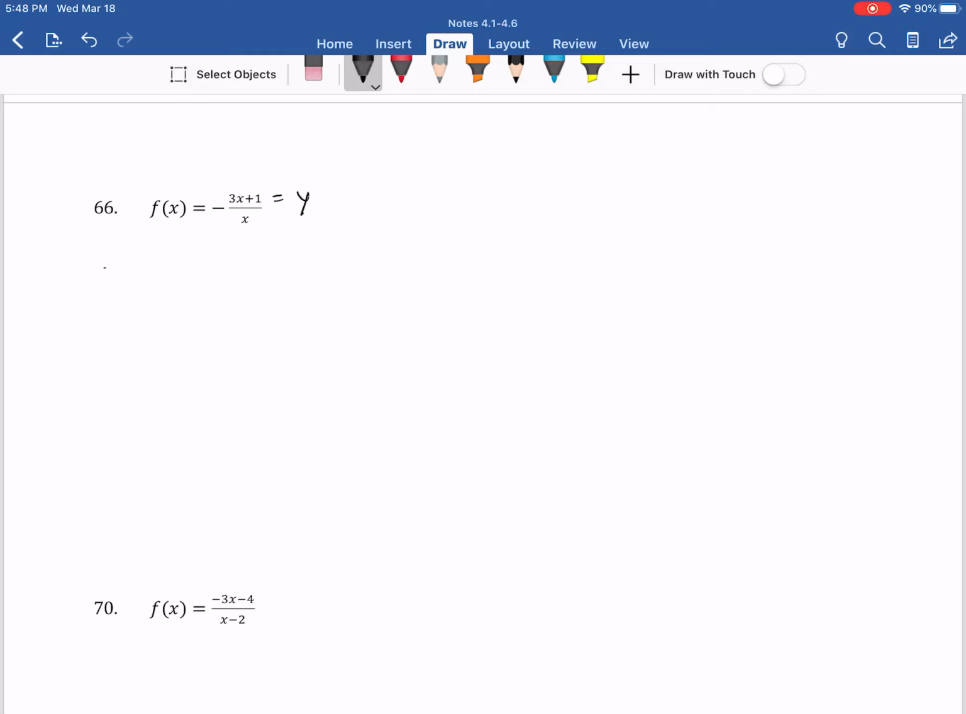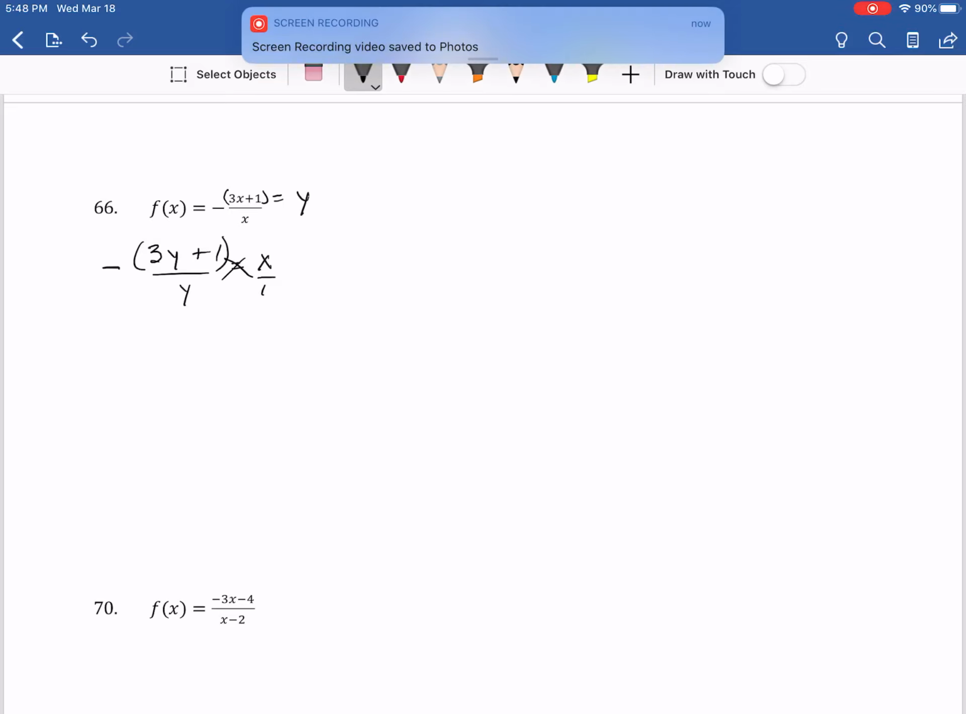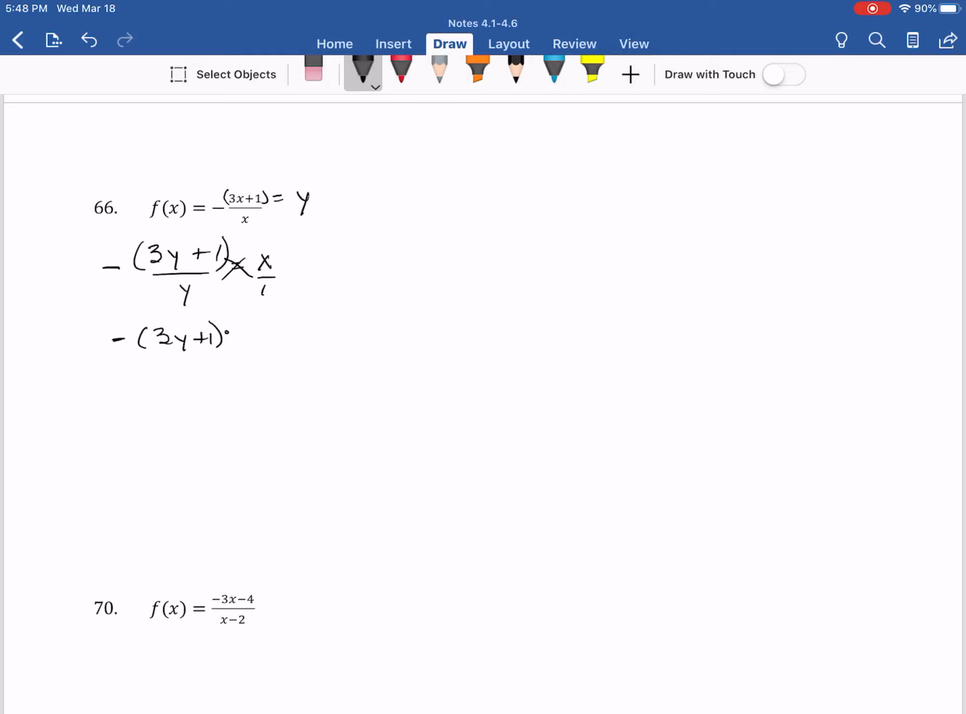So we are going to get negative 3 times y plus 1 over y equals x. Now we try to get those y's together. So we're going to begin the same way we did before. We're going to cross multiply. Now that negative sign, I will caution you, is going to get misused if you don't use parentheses around this numerator piece. Okay, so just trust me on that. So anyway, we cross multiply now. We get negative parentheses 3y plus 1 times 1 equals x times y.